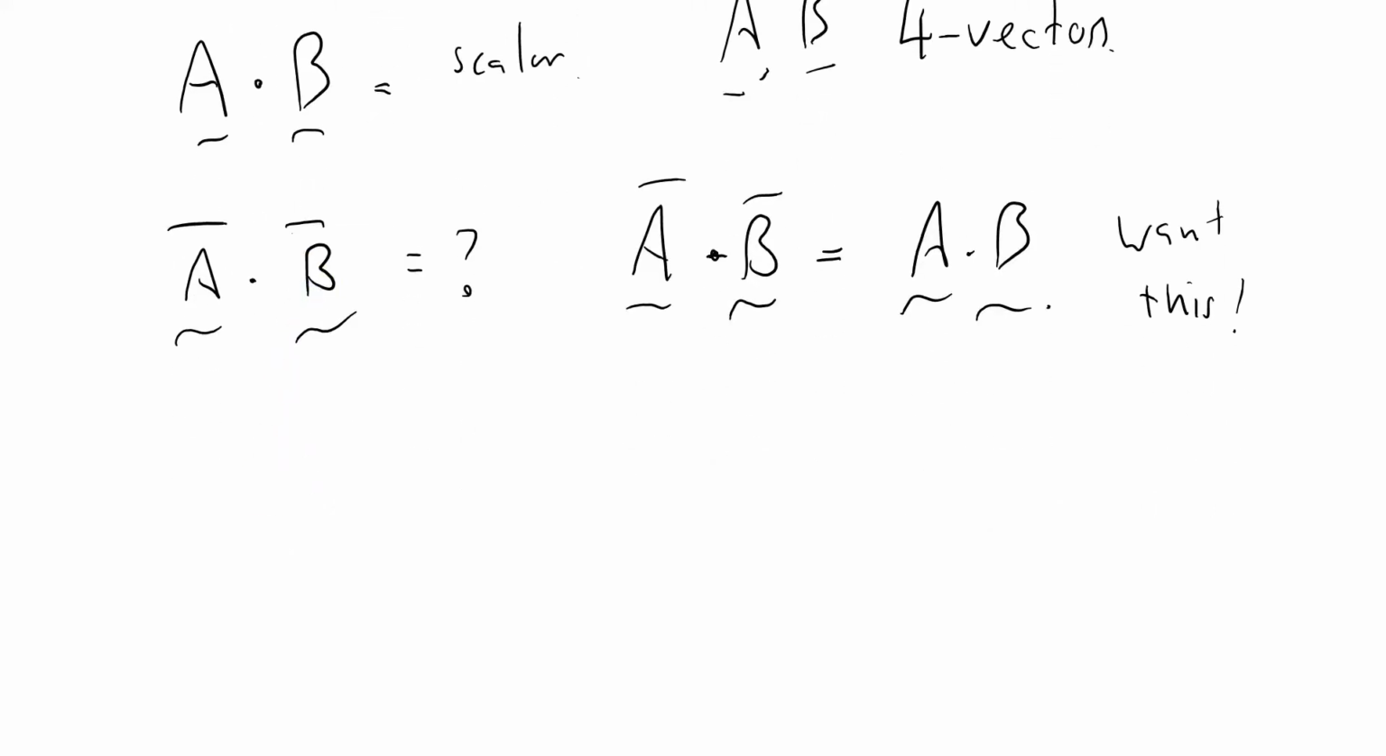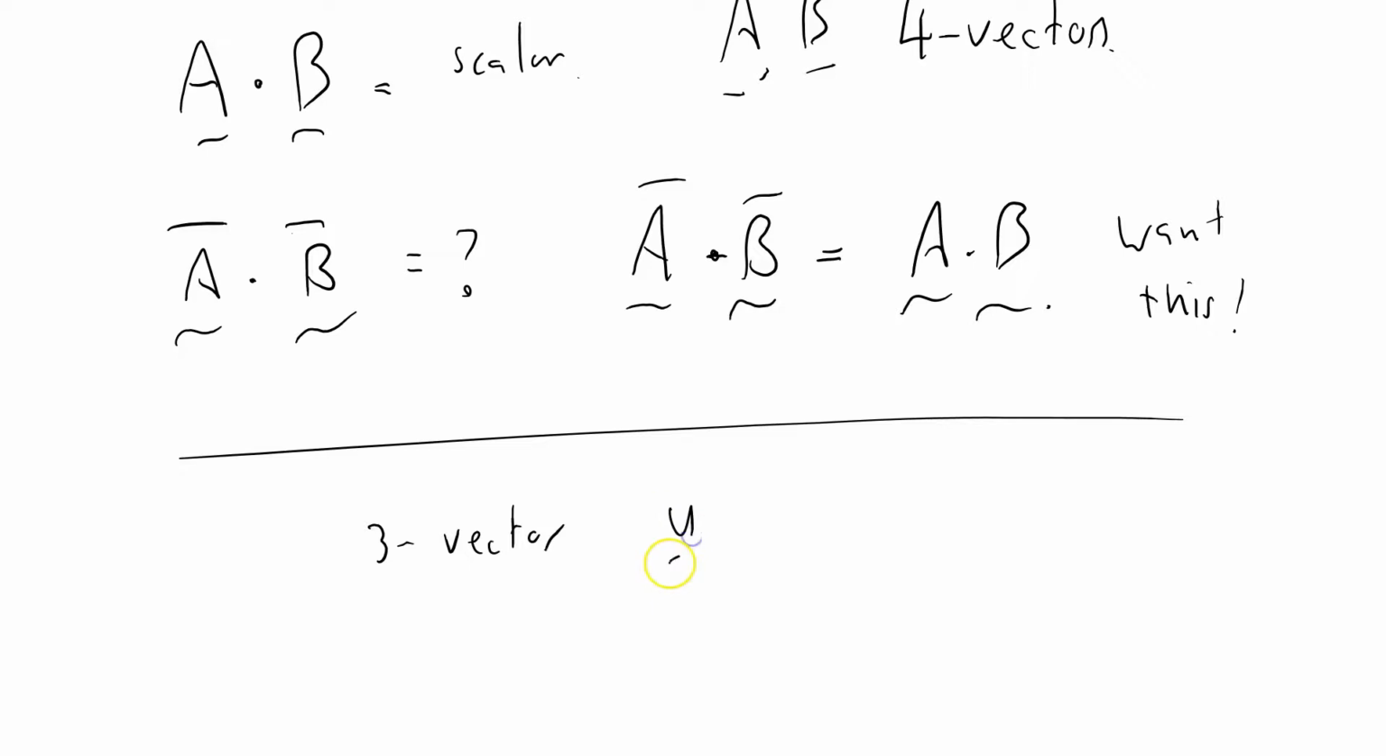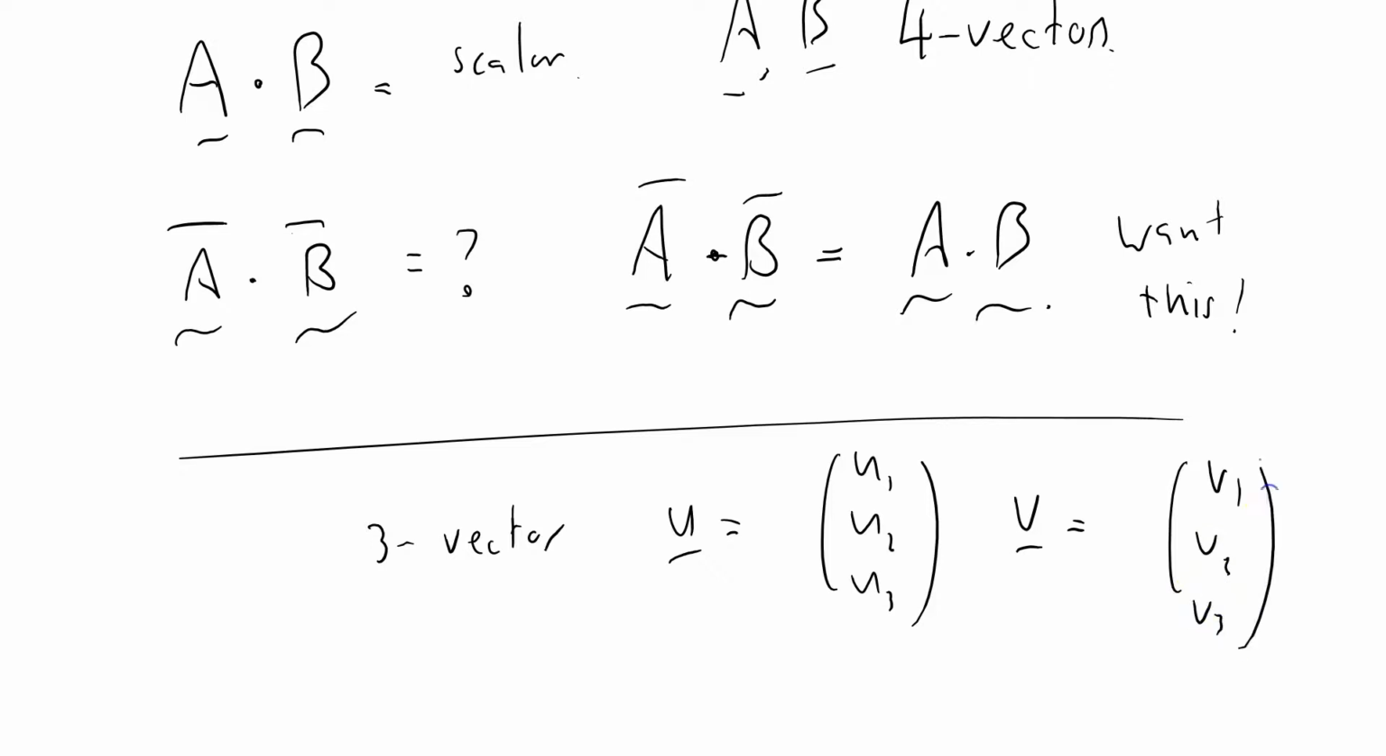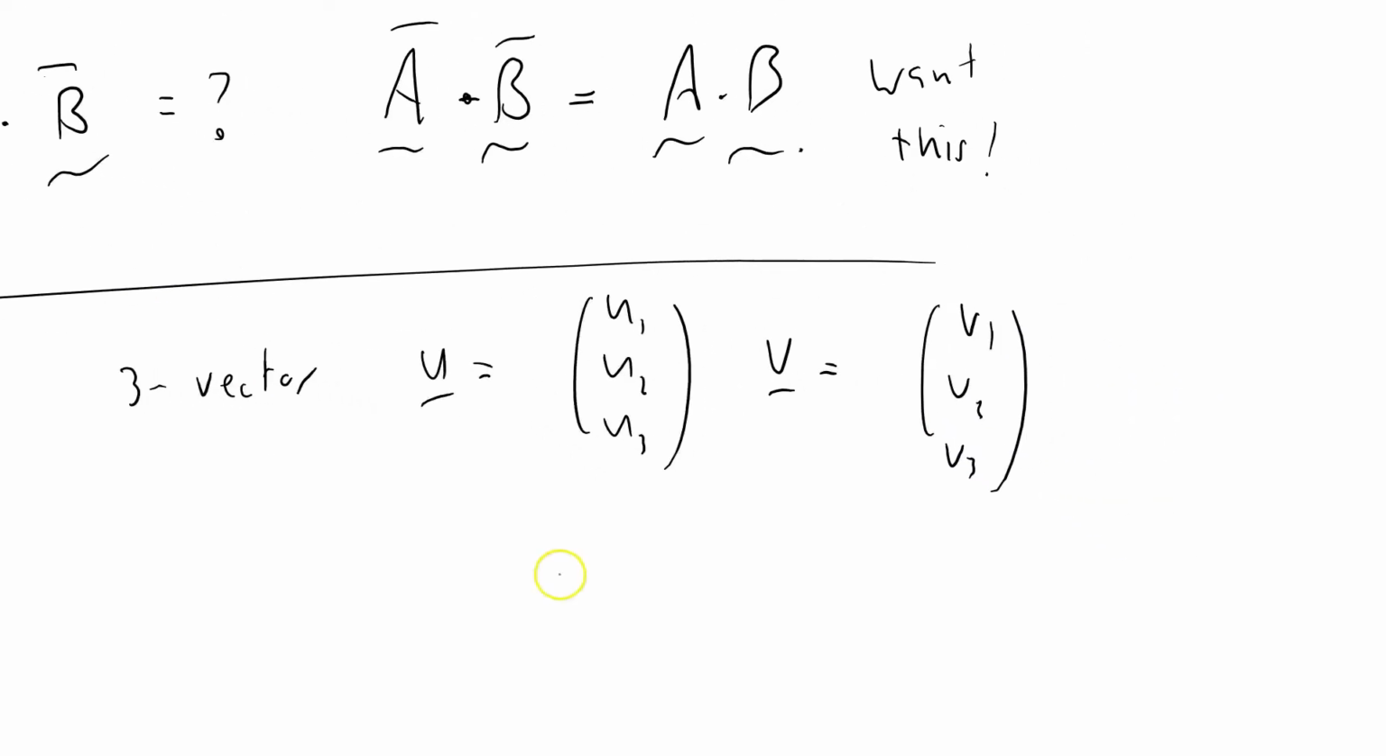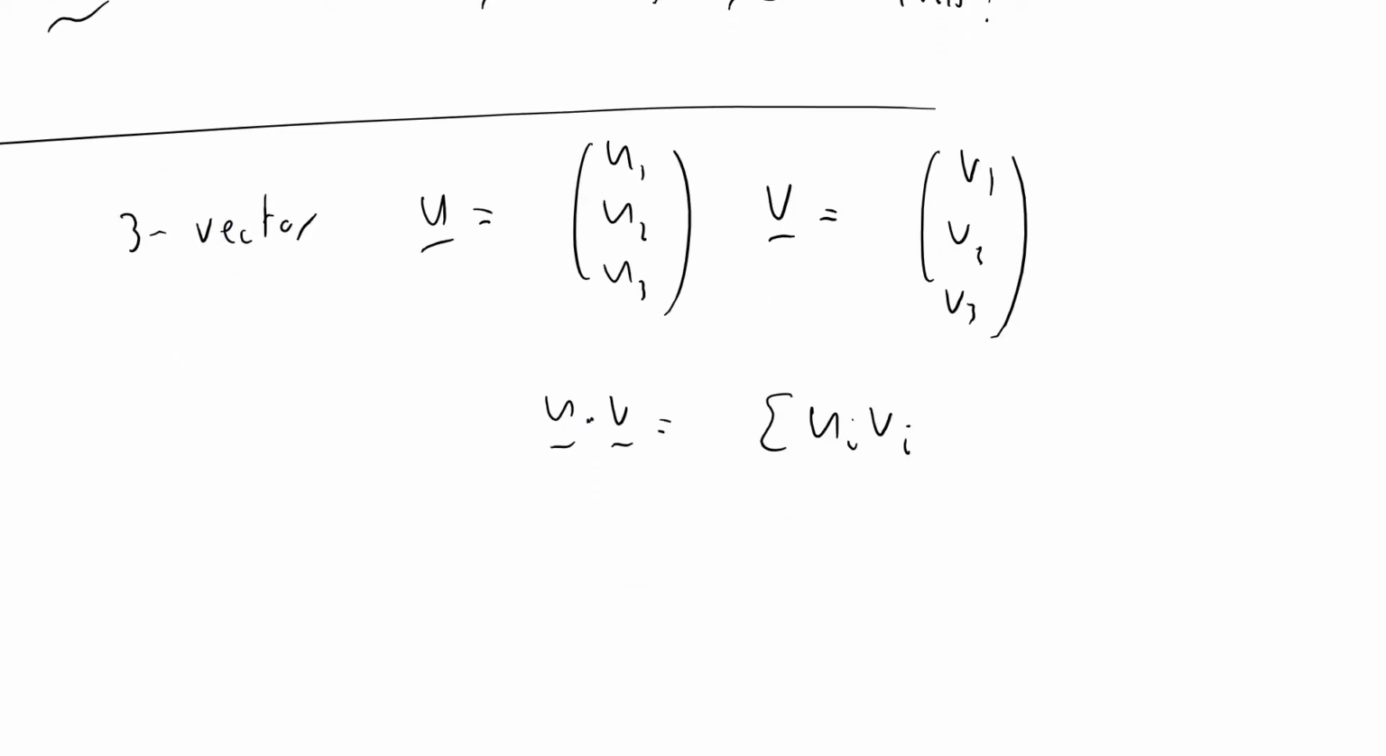So the way to think about this is that if I give you a regular 3 vector, vector u equals u1, u2, u3, and v equals v1, v2, v3, just normal 3 vectors, just like you had at school. So u dot v equals sigma ui vi, which is just the dot product. So u and v look like this. There's u and there's v, with respect to some coordinate system, which I'm going to draw in green. X and y.